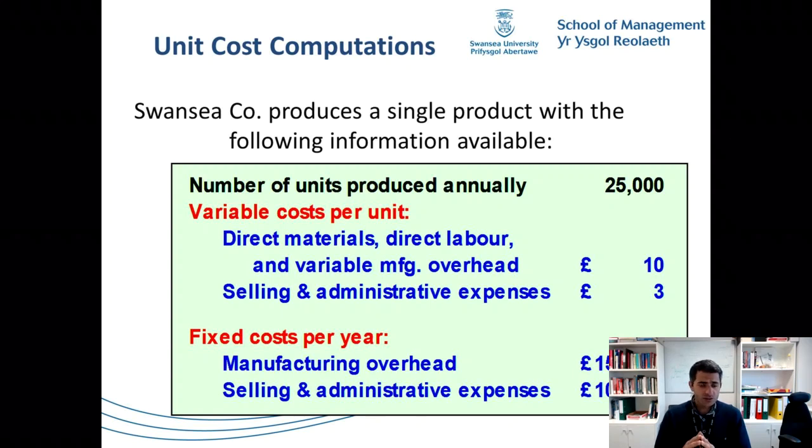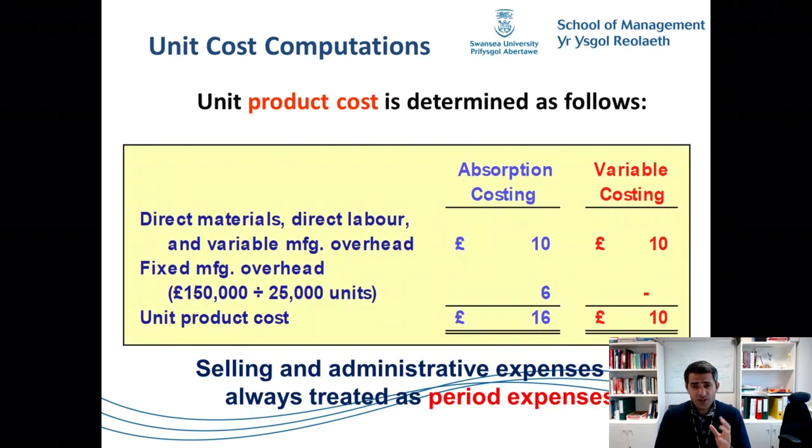In terms of fixed cost, we have the fixed manufacturing overhead, £150,000, and also the fixed selling and admin expenses, £100,000. So remember these figures. First of all, you need to calculate the product cost per unit. Again, I'm repeating myself: the first point here is to calculate the product cost per unit. And if you go back to the first slide, the product cost per unit under absorption costing is £16.